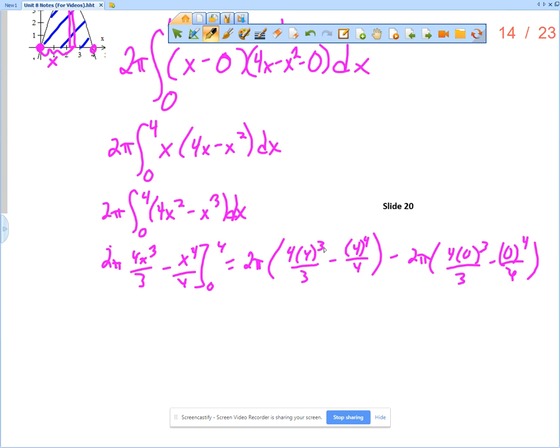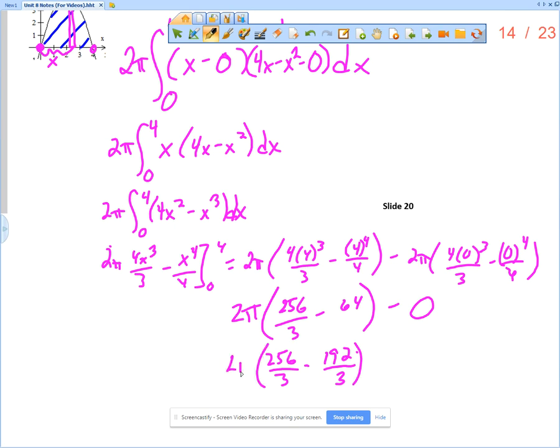4 cubed is 4 times 4 times 4, which is 64, times another 4 is 256 thirds minus, now this would reduce, so this would just be 64, right? And then minus 0, and then don't forget about the 2 pi, right? So 256 thirds minus 64, of course, then we would multiply 64 by 3 over 3, so we would get 256 thirds minus 64 times 3 is 192 thirds, so 256 minus 192 gives us 64 thirds, right?